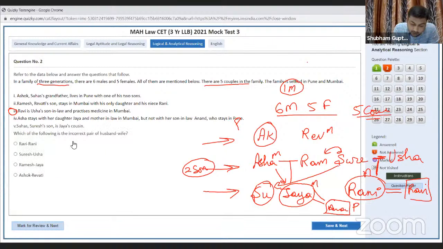Now if I read this, which of the following statements is an incorrect pair? Ravi and Rani. Suresh and Usha. Ramesh and Jaya, it is wrong. So Ramesh and Jaya should be the answer. Ashok and Revati is there.